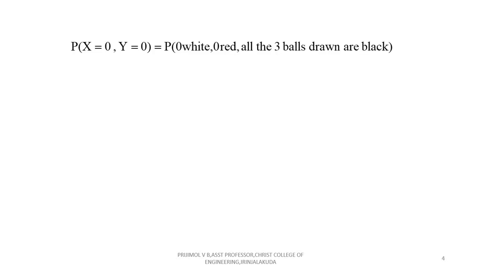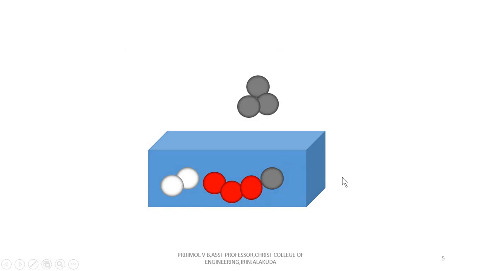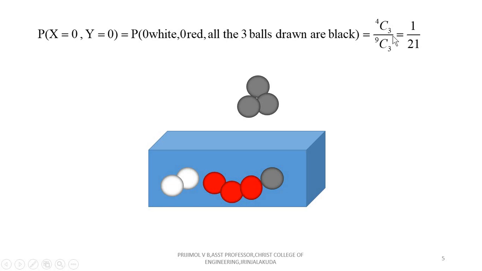So for that we are going to take different values of X and Y. Here I will take X equal to 0 and Y equal to 0. That means X will count the number of white balls and Y will count the number of red balls. So 0 white, 0 red and all the remaining 3 balls taken from 9 balls must be black balls. So we have a box here. We are taking 0 from white balls, 0 from red balls and 3 from black balls. And this can be done in 4C3 divided by 9C3, that is 1/21.